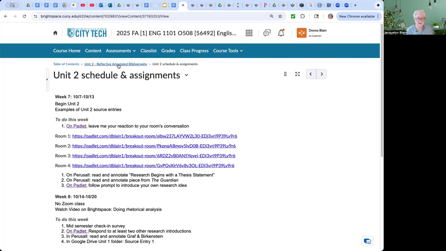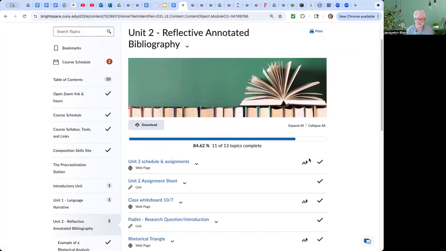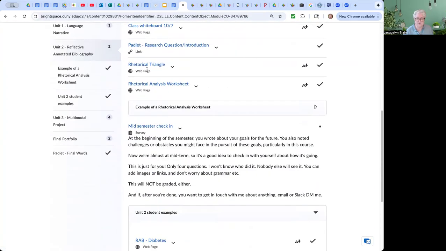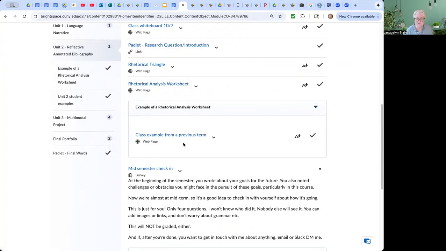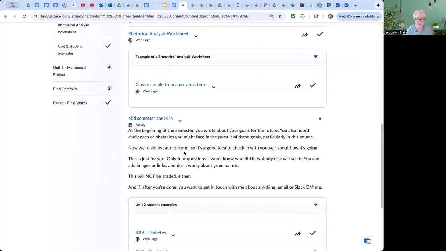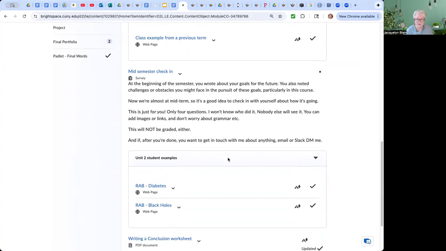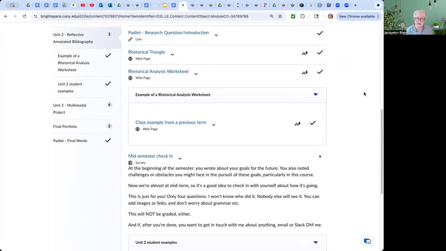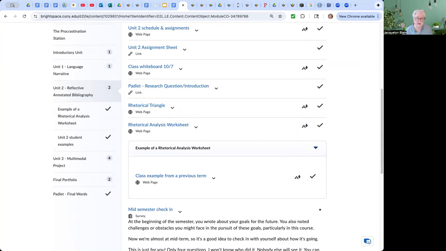I would really recommend that you go back and look through all the things I just mentioned, at your leisure: the rhetorical triangle, the general worksheet you can download for help gathering information, this example from a previous class, the Perusall reading, and here's the mid-semester check-in. So go back and review all this stuff, and I think that'll help you get going.